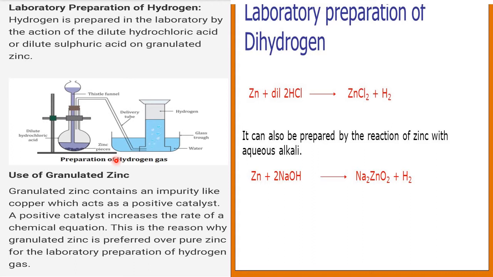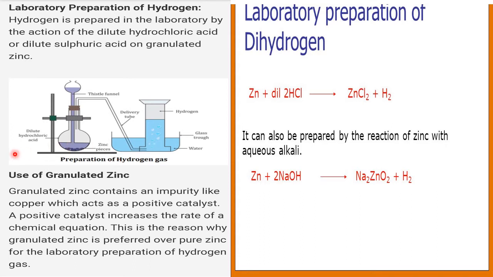When zinc is made to react with acid, either HCl or H2SO4, it is best. HNO3 is not preferred because it is a very strong oxidizing agent, and the formed H will convert into water. That is the problem, so we avoid it. Otherwise, with HCl and H2SO4, we can prepare hydrogen in the laboratory.